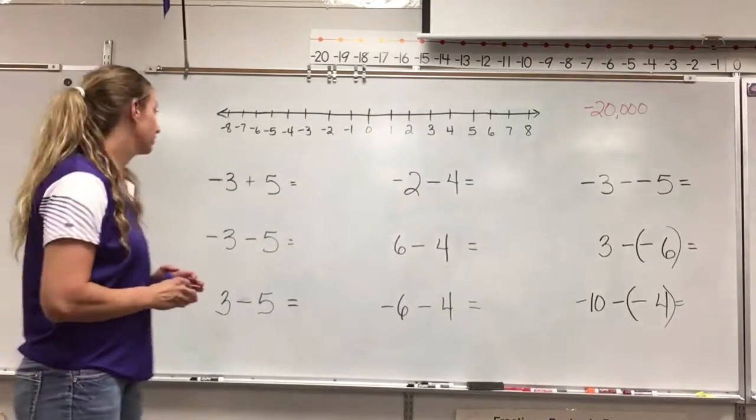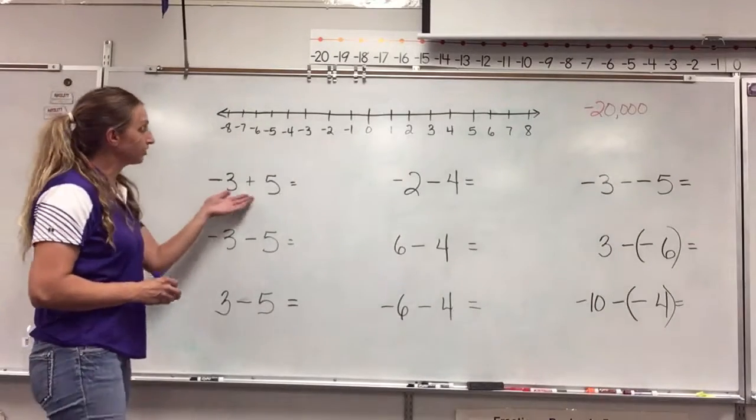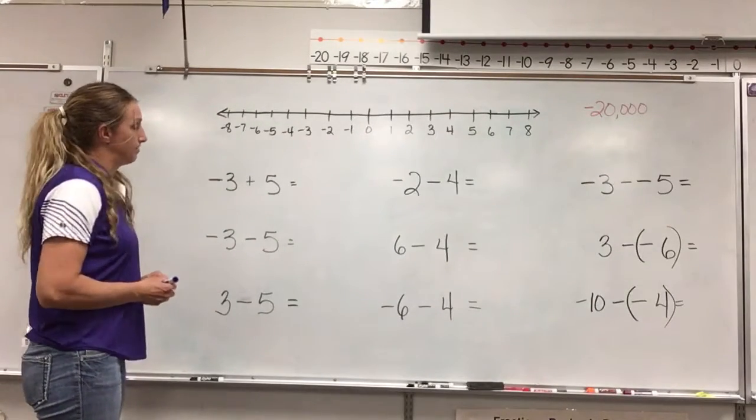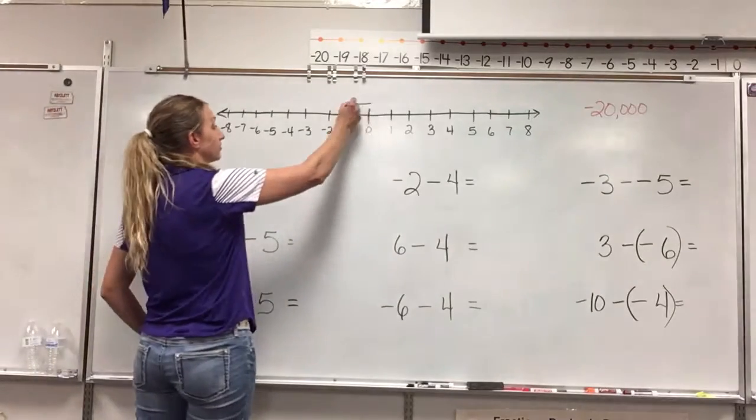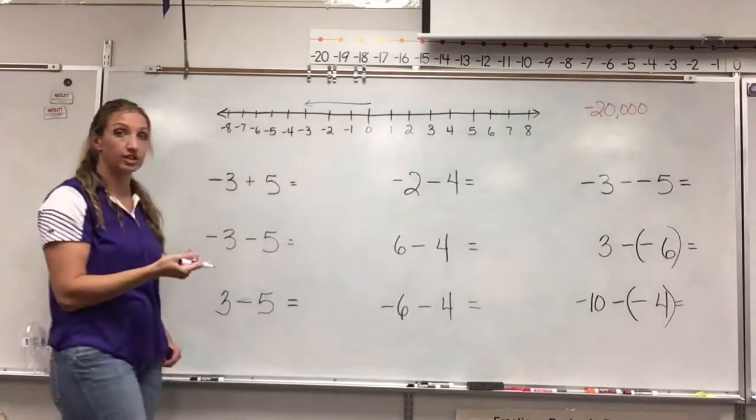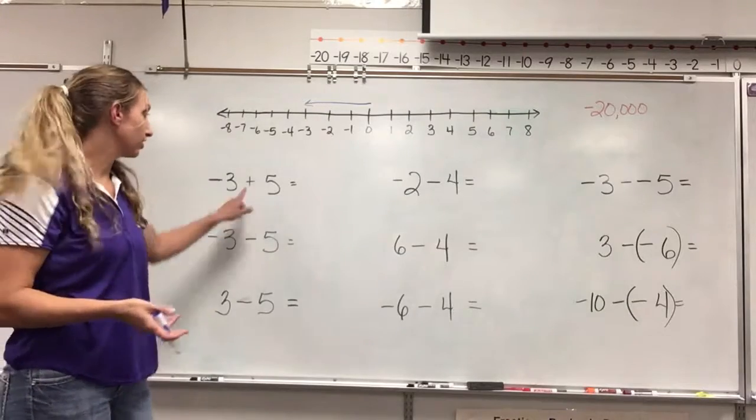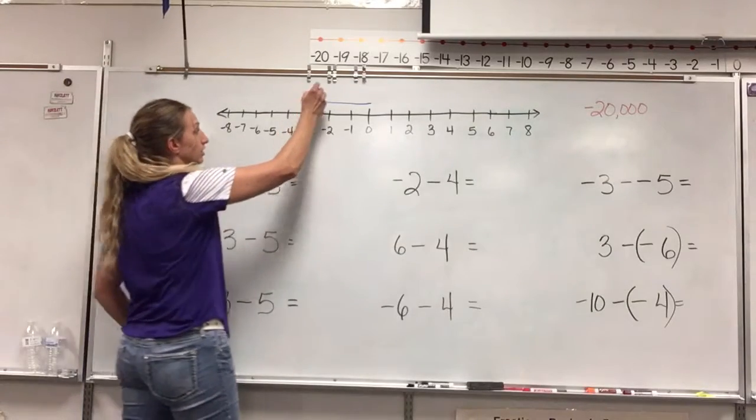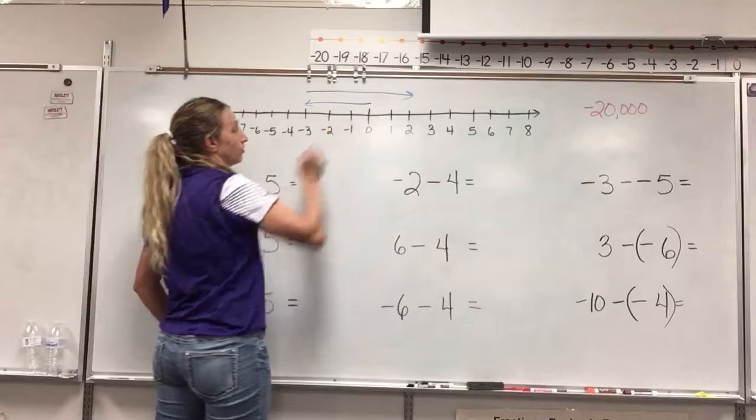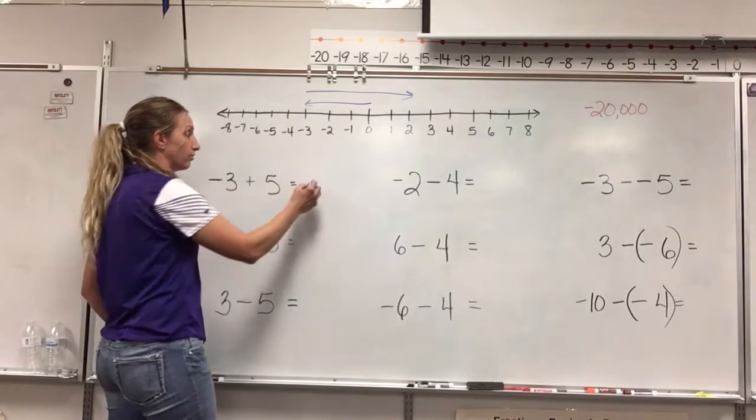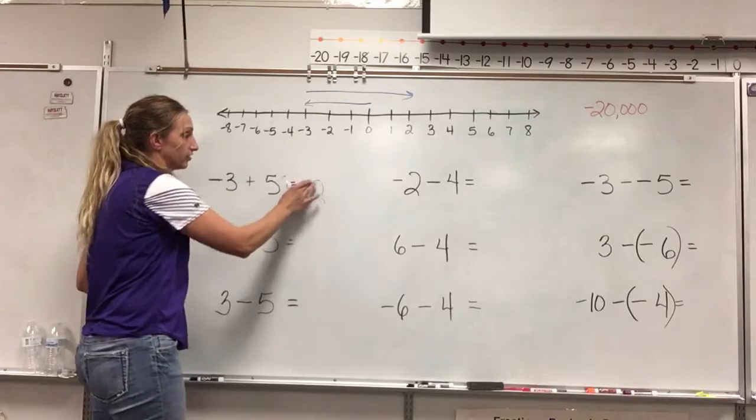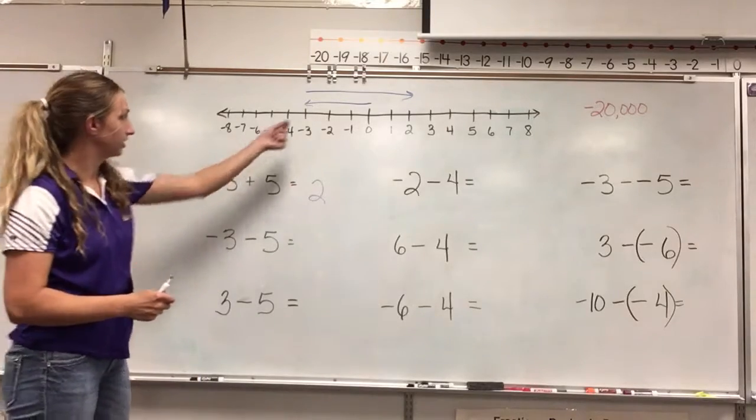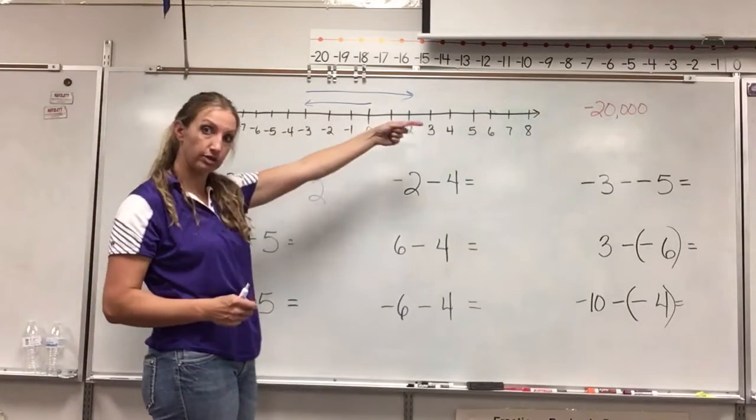So here we go. Negative 3 plus 5. This is what we did in the previous lesson. If I have negative 3, and if you want to think of it as dollars, I have negative $3 and I earn $5. Well, I got to come back here, and so I'm going to be at 2. So if negative 3 plus 5, I went negative 3 and I added 5, so I went to the right.